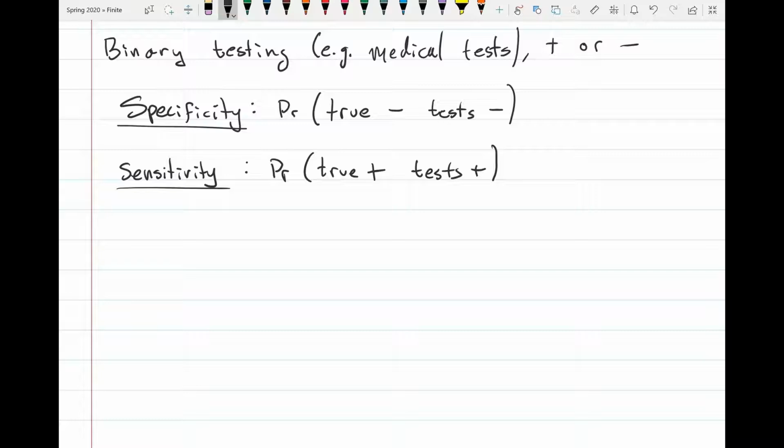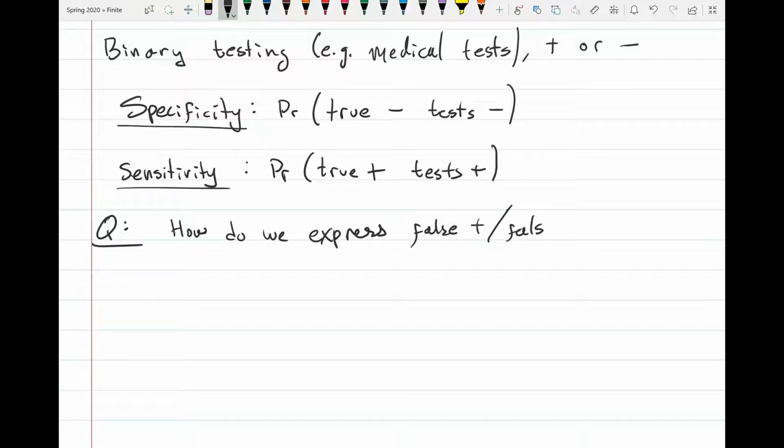All right, so in terms of specificity and sensitivity, let's answer a quick question. So how do we express false positive and false negative rates in terms of specificity and sensitivity?